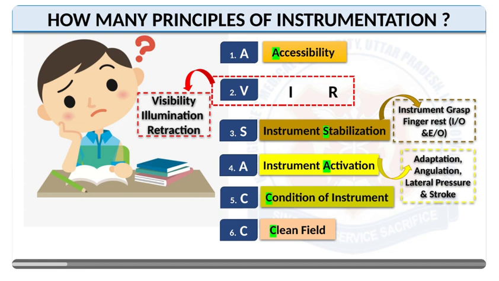Therefore, AVSACC indicates A for accessibility, VIR for visibility, illumination and retraction, S for instrument stabilization, A for instrument activation, which comprises adaptation, angulation, lateral pressure, and stroke, C for condition of instrument, and C for clean field. These elements collectively ensure thorough and precise periodontal care.